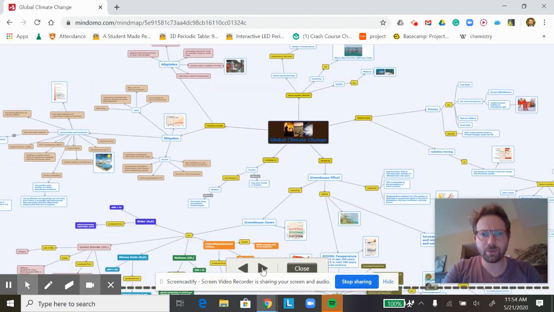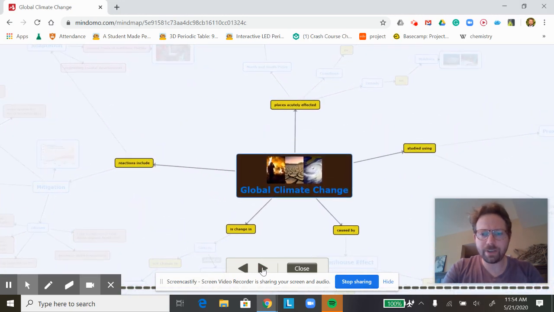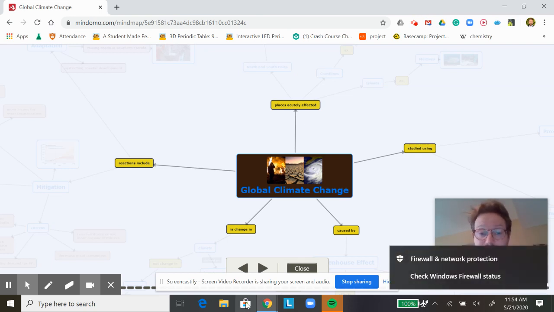So if we zoom here really quick, the five major topics that we're going to be talking about are what is it, and what is it caused by? How do we study it? And what are the impacts of it? What places are particularly being affected? And what are some of the reactions that we have for fighting this?